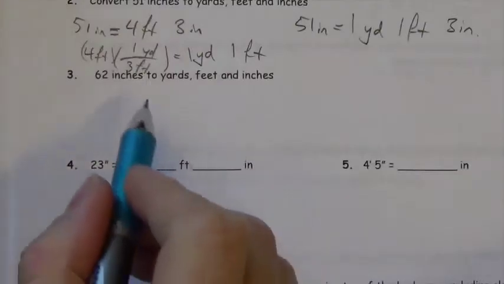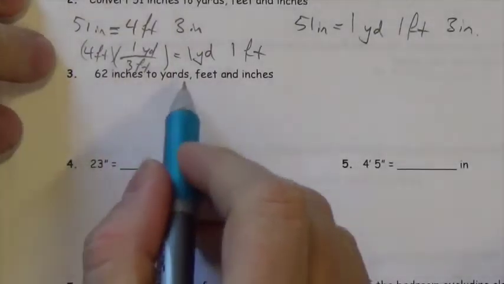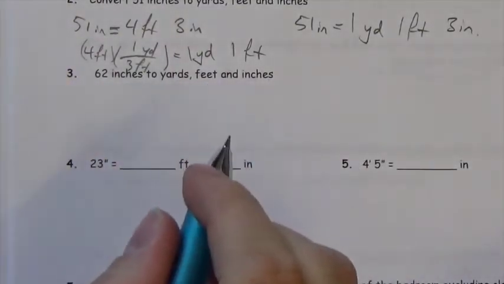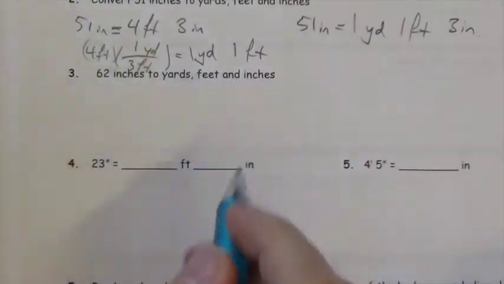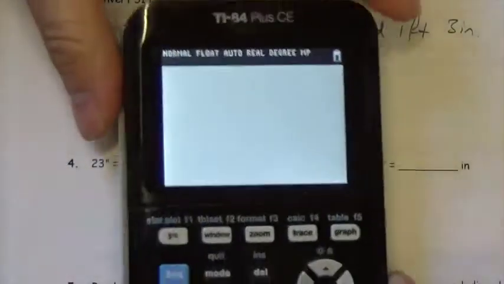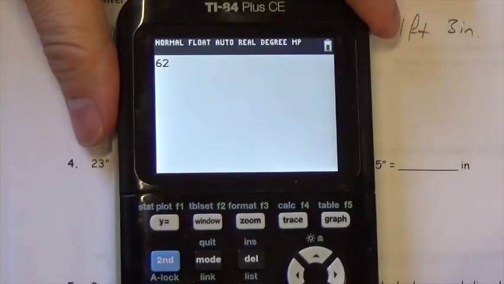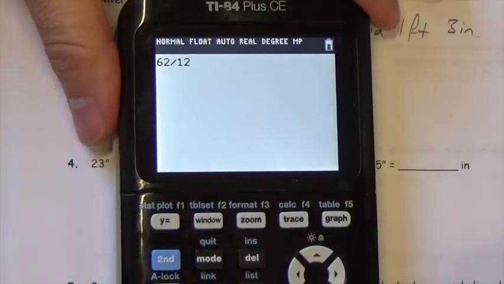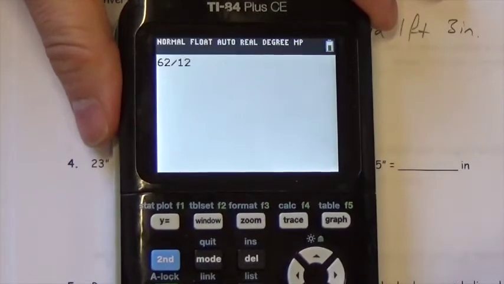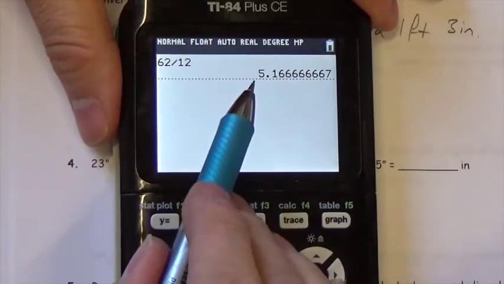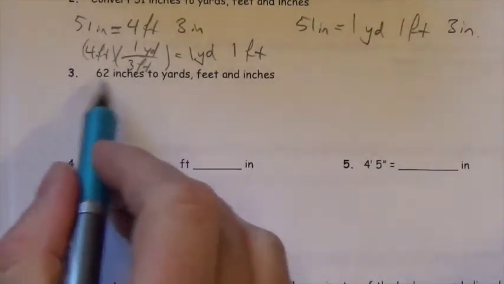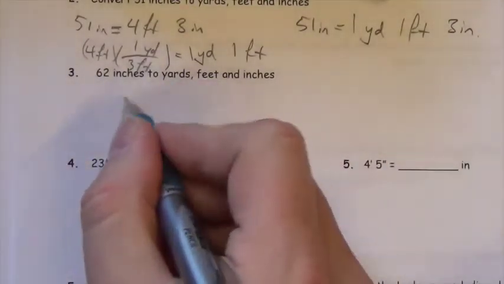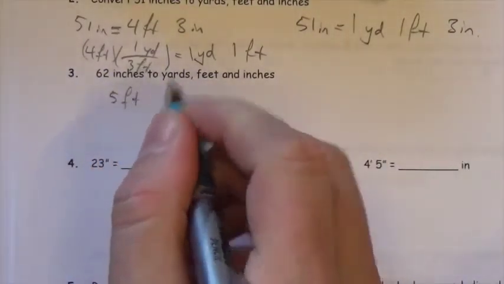All right, now let's just jump in and we're going to convert 62 inches to yards, feet, and inches. Okay, well, first of all, let's take a look. We've got 62 inches. Let's convert this into feet first. I'm going to divide this into groups of 12, because every 12 inches is a foot. And when I do that, I'm going to get 5 and a decimal here. So I know that 62 inches is going to be 5 feet.